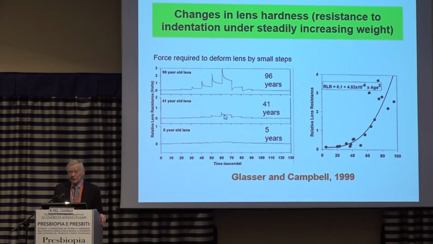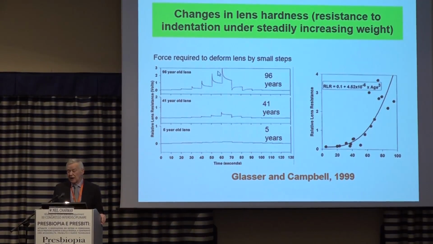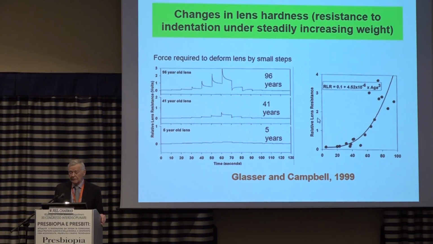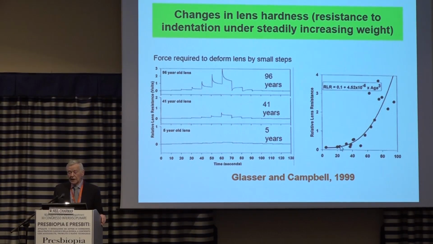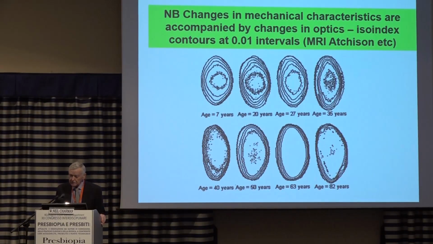Come up to 41 and you can see the little steps as successive movements have been made. And come up to 96 and you can see how hard it is to deform the lens because it's got very, very stiff. And here is the plot of these measurements as a function of age from 0 to 100 and the resistance to distortion. And you can see there's obviously this progressive increase. But again, a little bit puzzling when at the age of 20 you're losing amplitude, but the stiffness is obviously still very low. So there are some unknowns. Even now, our understanding is imperfect.